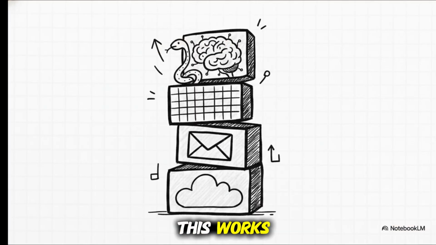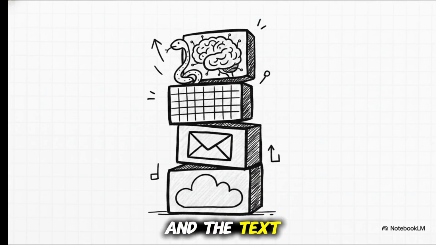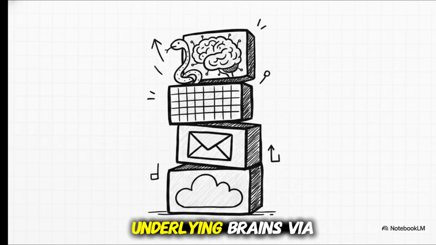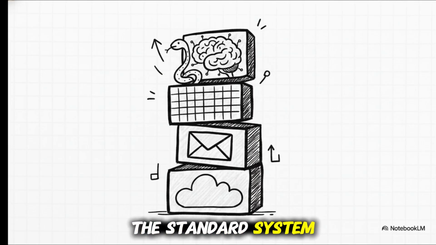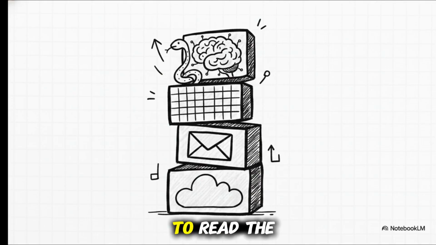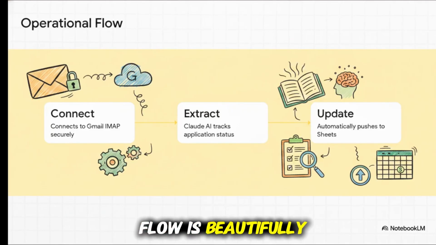To actually prove this works, a prototype was built specifically to track job applications, and the tech stack here is super lean and modern. You've got Claude AI providing the underlying brains via Python. It uses Gmail IMAP, which is just the standard system your email uses to receive messages, to read the inbox. Google Sheets acts as the user dashboard, and the whole shebang is securely hosted right on Google Cloud. In practice, the flow is beautifully simple.